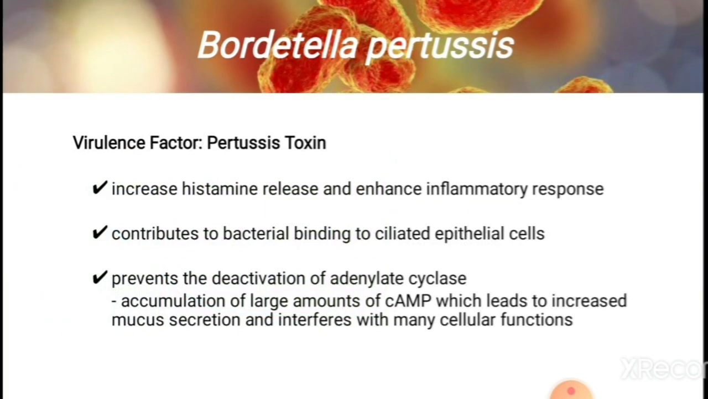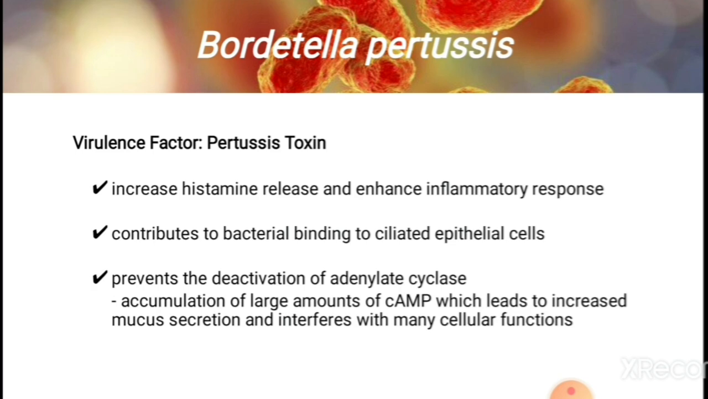The virulence factor of our Bordetella pertussis is our pertussis toxin. The functions are the following. It increases histamine release and enhances the inflammatory response, and it contributes to bacterial binding to our ciliated epithelial cells. And lastly, it will prevent the deactivation of our adenylate cyclase.